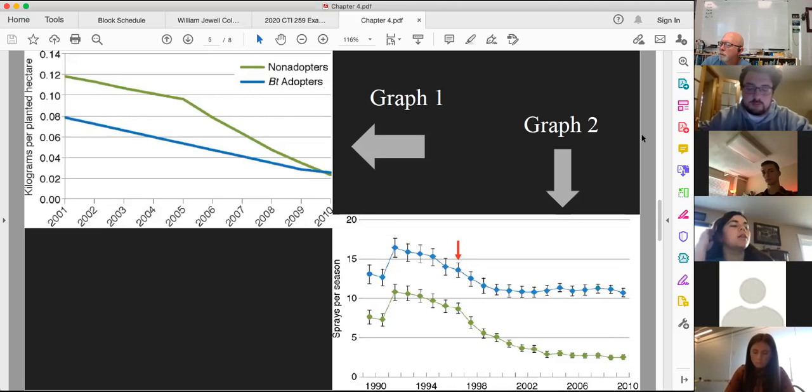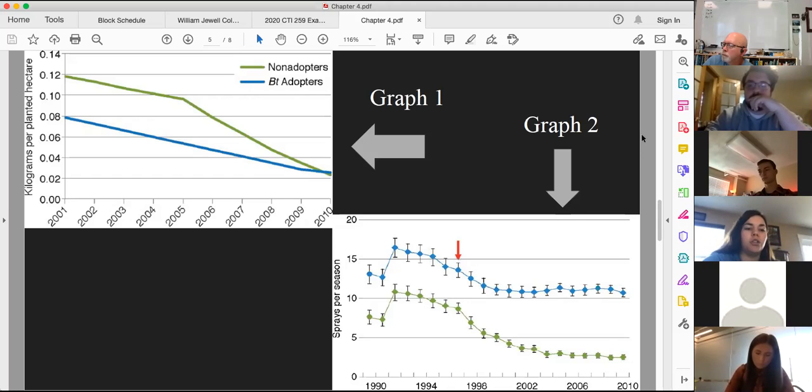Some people wanted to use the BT seeds and the others didn't, so that's how they kind of got their research going. And so that is showing that non-adopters were using more insecticide for their corn crops versus the adopters. So that first graph is just for corn, it doesn't show cotton.